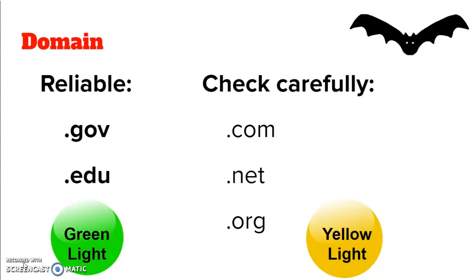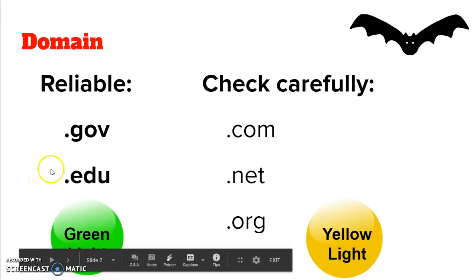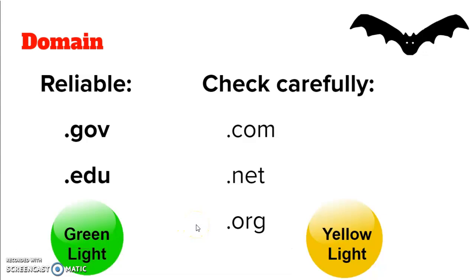When we look at a website, we need to first look at the domain suffix. So that was a vocab term for this week, and the domain suffix is that end part of the URL. If it says .gov or .edu, you get the green light. You can use that site. If it comes from the government or from an educational institution, you can use that site.